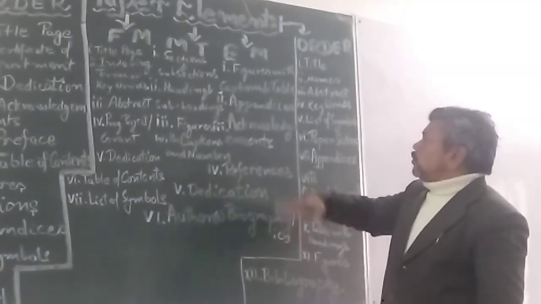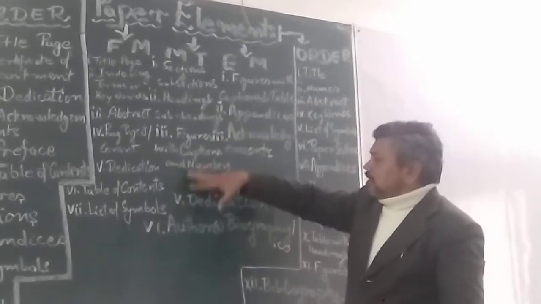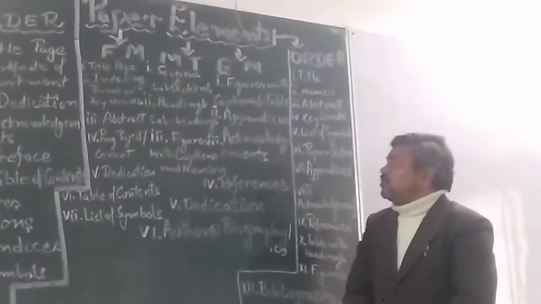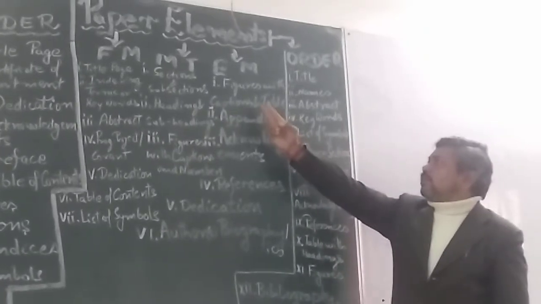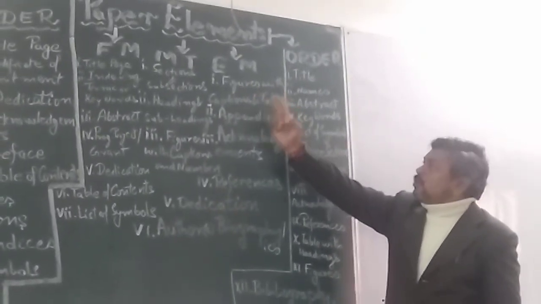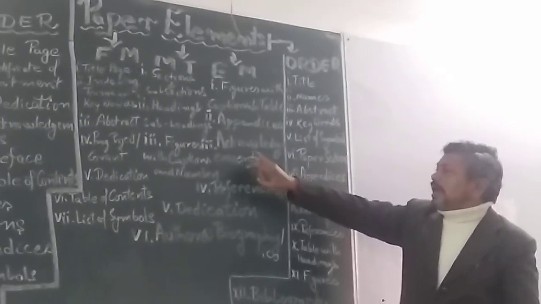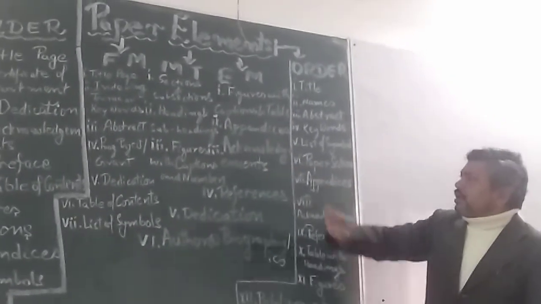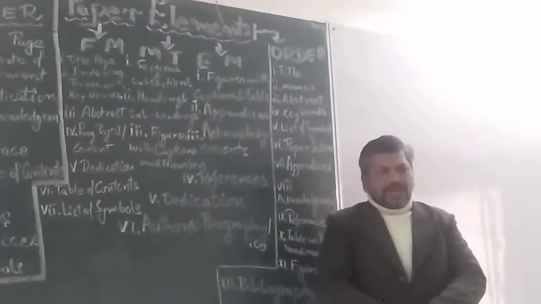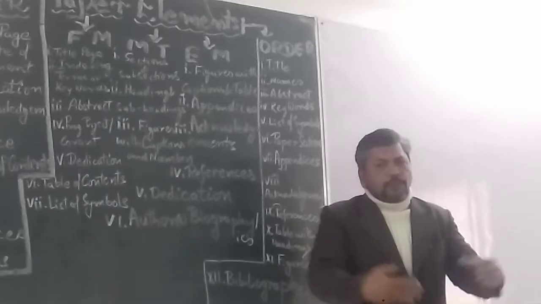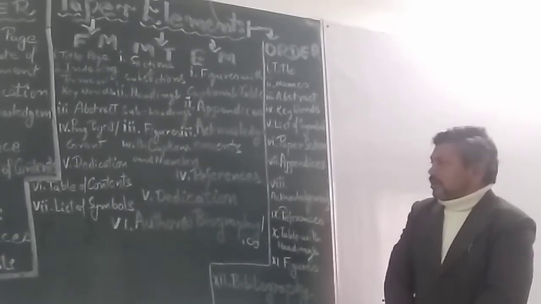Let us move to the end matter. These are the 3-4 elements of the main text of a research paper. End matter will deal with figures with captions and tables, then appendices, and then acknowledgements. You must acknowledge the source from where you received the grant, support, fund and money, etc.